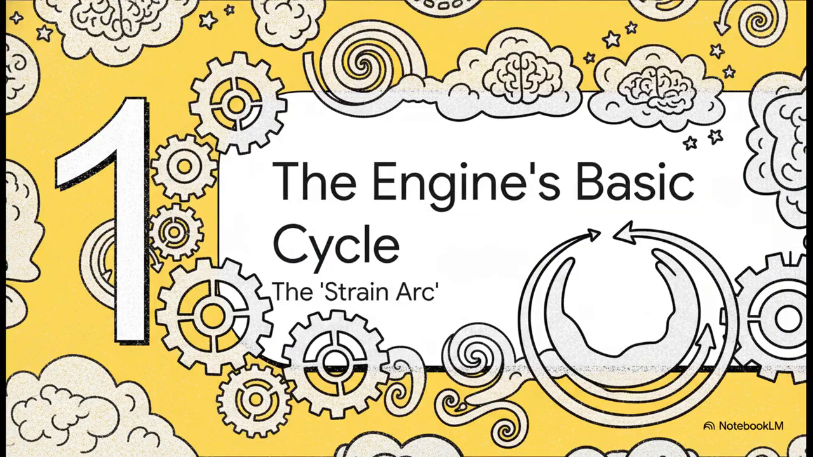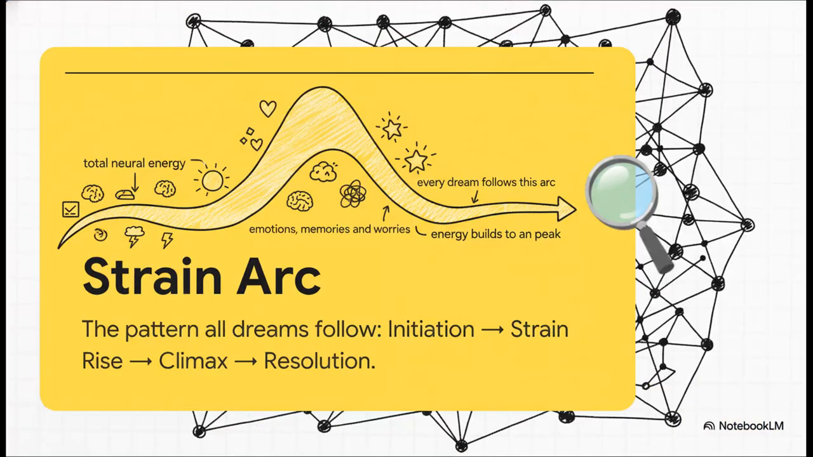All right, first up, the engine's basic cycle. It turns out pretty much every thought, and definitely every dream, runs on this fundamental pattern of energy flow called the strain arc. This right here simplifies everything. See, at the very heart of this model is the idea of strain, and all that is really is the total neural energy buzzing around in your brain at any given moment. Just think of it as a mix of all your emotions, your memories, your worries, all bundled together.